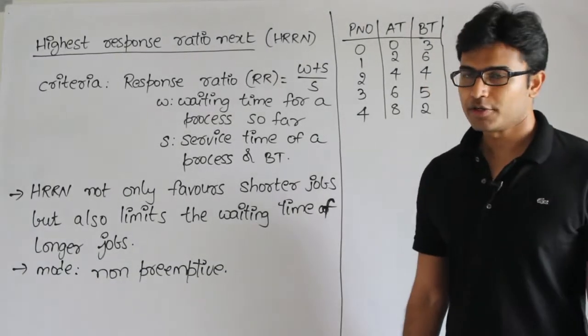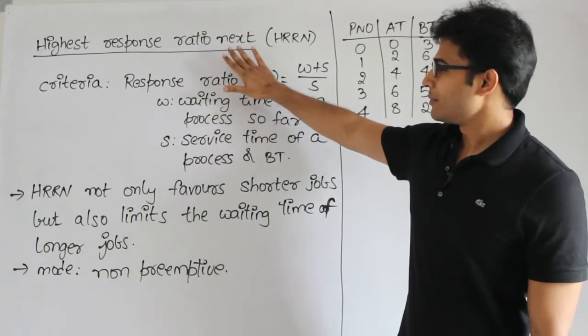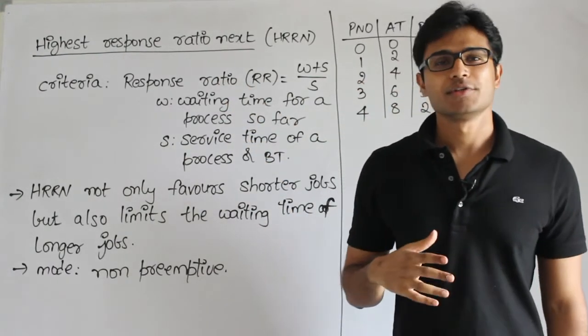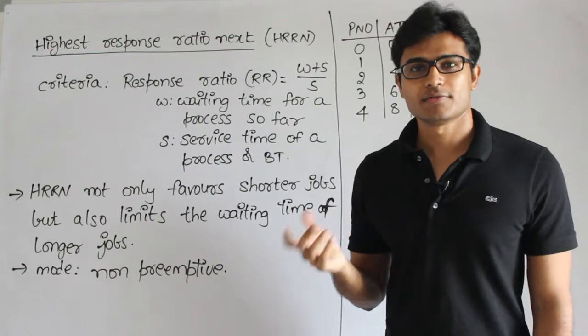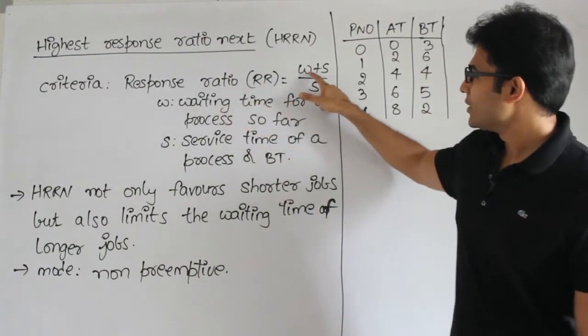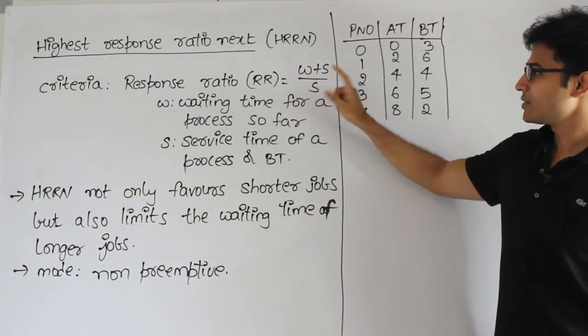Let's see Highest Response Ratio Next. The name itself says that we are going to find something called the response ratio, and whichever process has the highest of this, we are going to take it. So the response ratio is (waiting time plus service time) divided by service time.